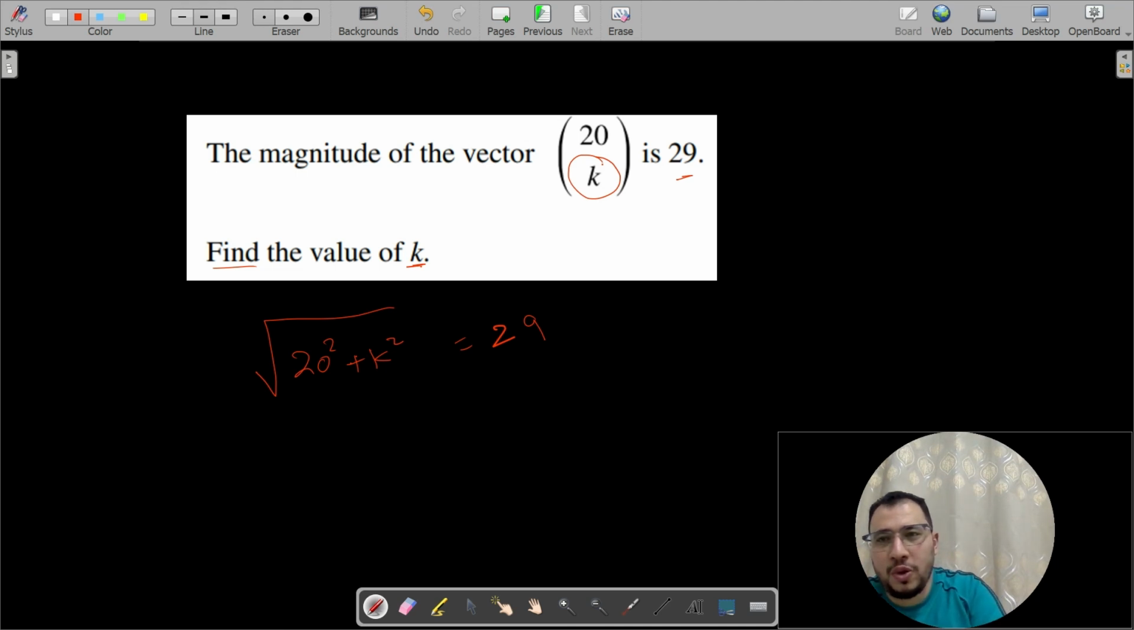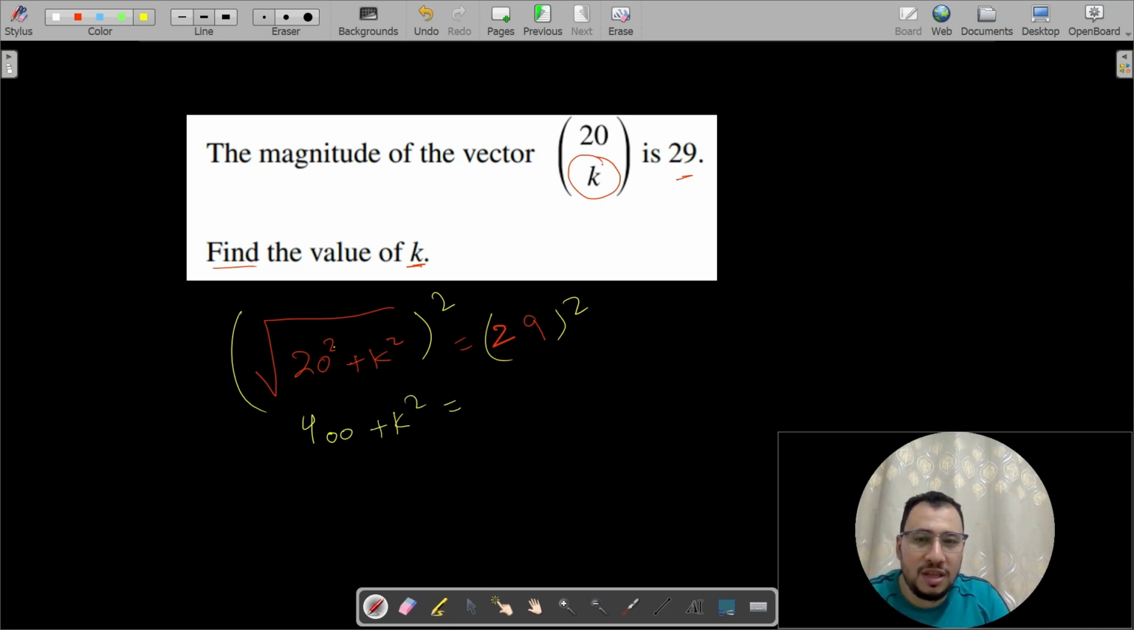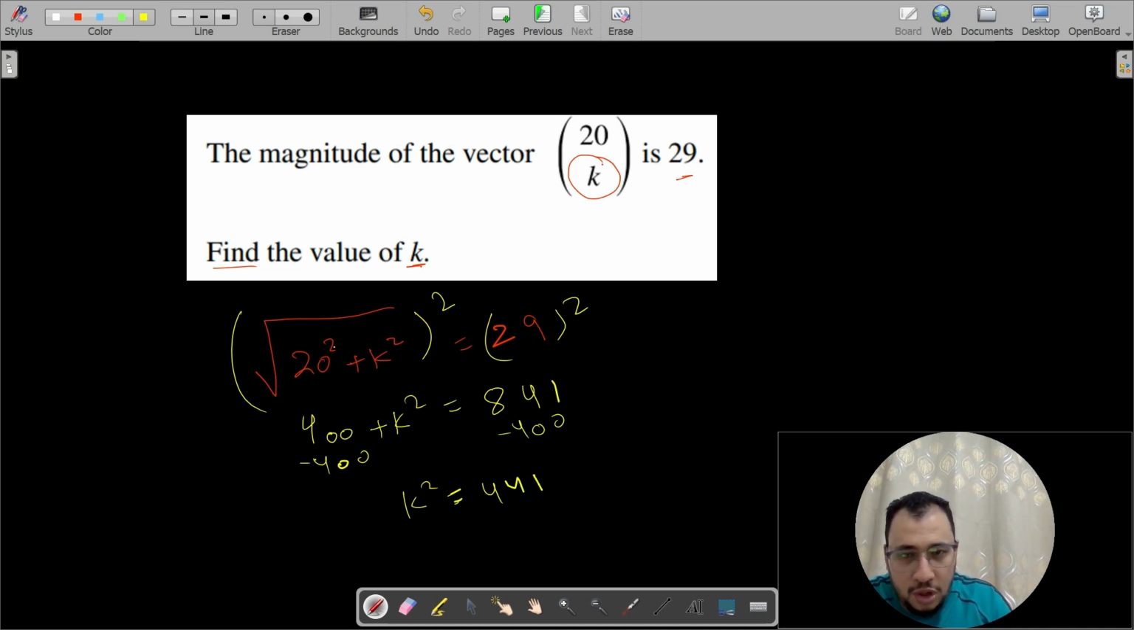Let's get rid of the square root by squaring both sides here. I will have 20 squared, which is 400, plus k squared. This is equal to 29 squared, which is 841. Okay, minus 400 from both sides. So k squared equals 441. You are so happy to get rid of the power of 2. You will get square root here, and then you will write k equal 21.